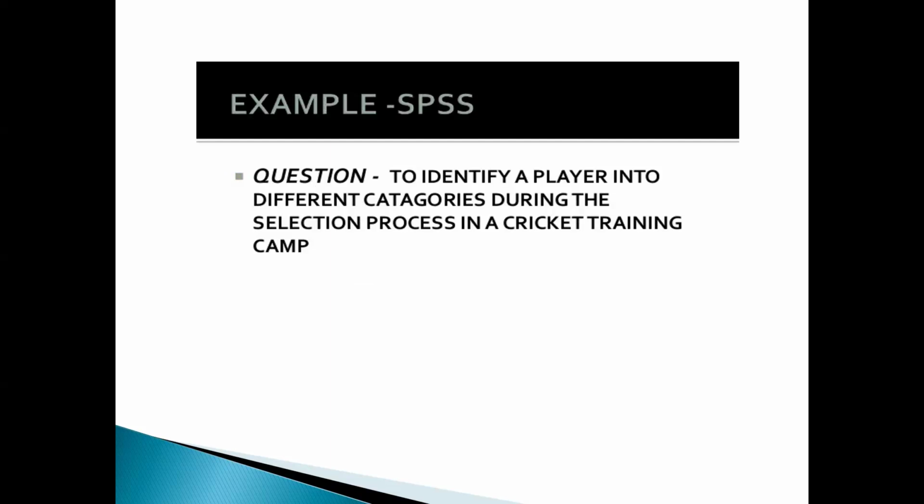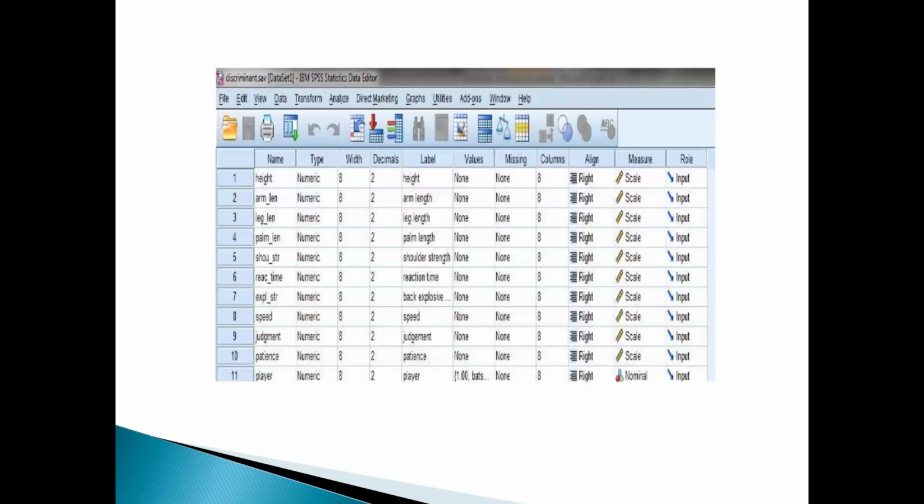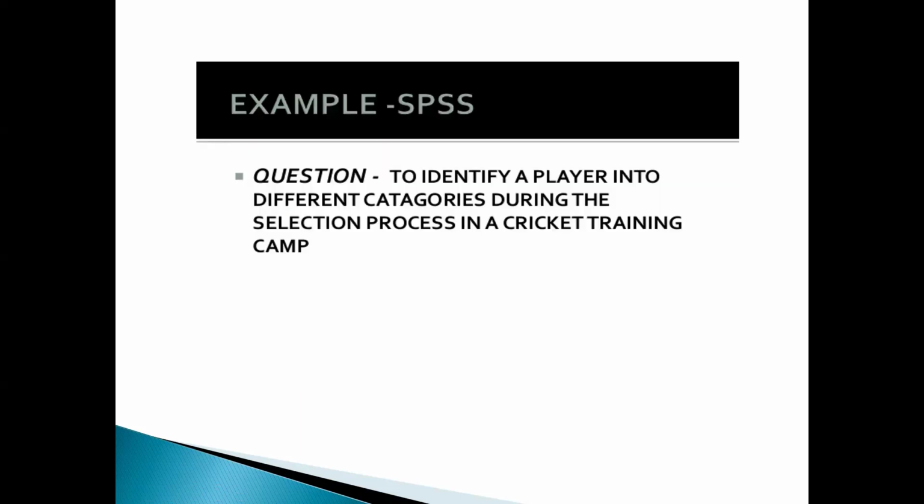Now let us do it with an example in SPSS. The task is to identify a player into different categories during the selection process in a cricket training camp. These are the different variables under consideration, on the basis of which we have to select a particular person as a bowler or batsman.